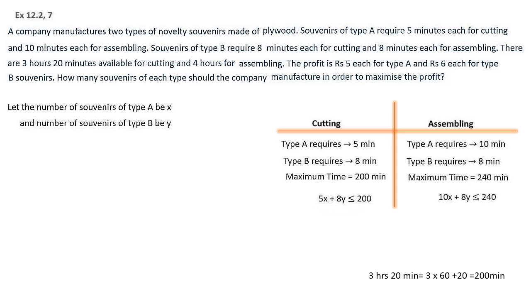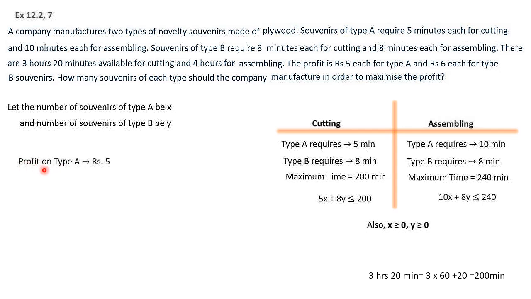And in the next case, assembling: 10 into x, the number of souvenirs of type A, and 8 into y, the number of souvenirs of type B. So 10x plus 8y is the total time. 10x plus 8y less than or equal to 240. The maximum time available for us is 4 hours, 4 into 60, 240 minutes. Then as usual there are two constraints: x greater than or equal to 0, y greater than or equal to 0. As common we have taken because both must be positive or 0.